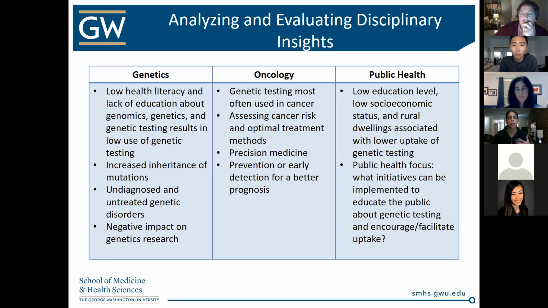Public health kind of focuses on the less hard scientific side of it. So the big question here is about which initiatives we can implement to educate the public about genetic testing and its benefits, and how we can encourage or facilitate uptake of testing. So this discipline kind of focuses on factors like household income, education level, socioeconomic status. So every discipline has a slightly different perspective on the problem, and they have different priorities.